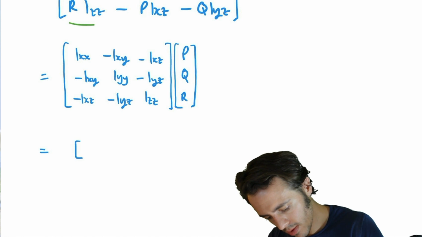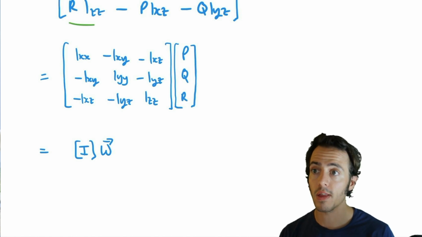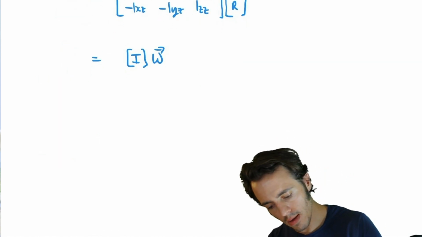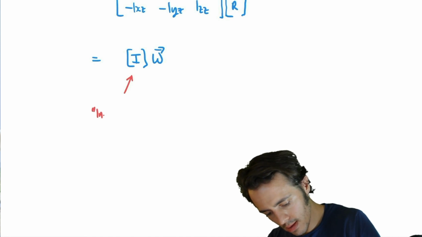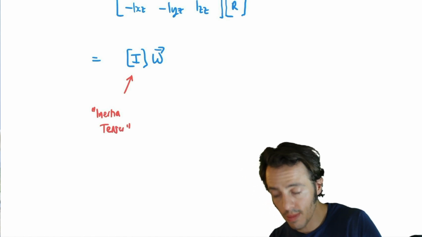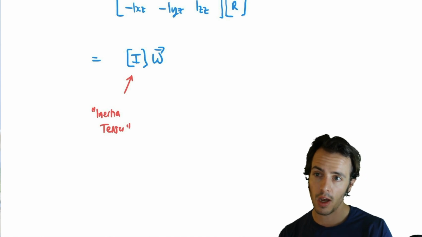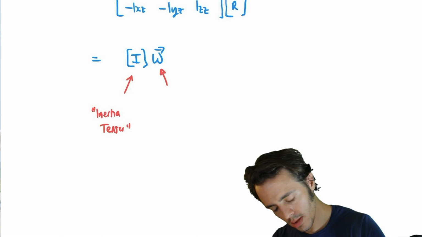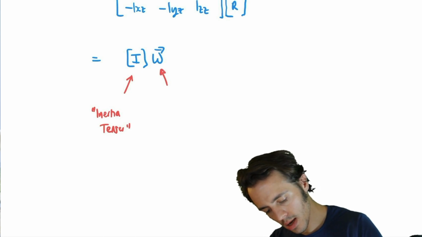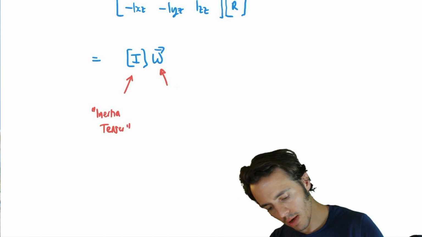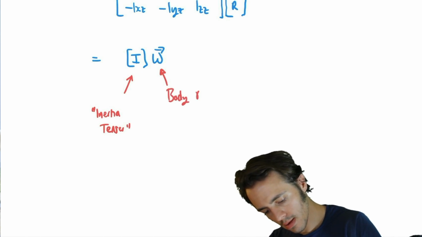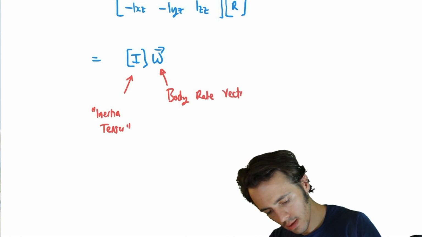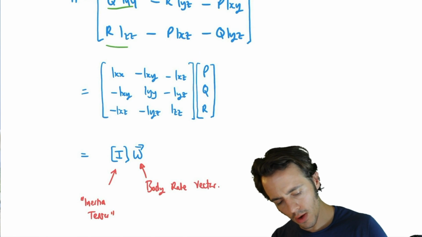So this is equal to I multiplied by omega vector, which is the rotation vector. So we've got these two things. This is the inertia tensor, which just contains both our moments of inertia on the leading diagonal and the products of inertia on the off diagonal. And then this is my body rate vector. Okay, so we're almost there.